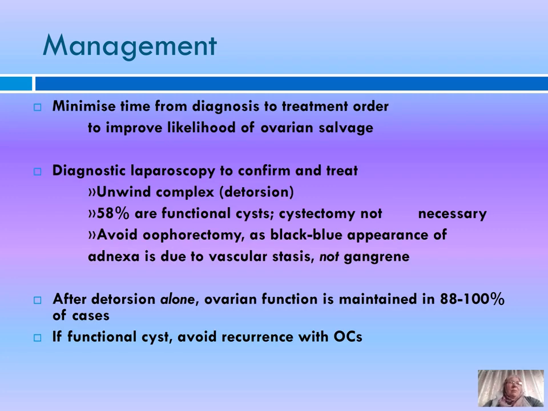It is important to minimize the time from diagnosis to treatment in order to have the largest chance for a healthy ovary after treatment. The diagnostic laparoscopy is the best method to confirm and also treat adnexal torsion. So during diagnostic laparoscopy, you can unwind or detort the adnex, and also you can remove any cysts that you find to prevent retorsion, so recurrence, if necessary.